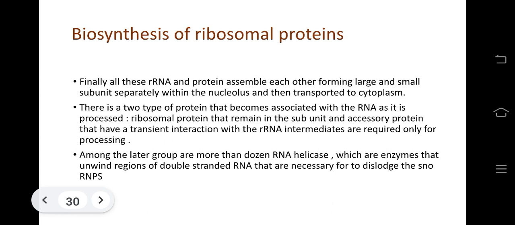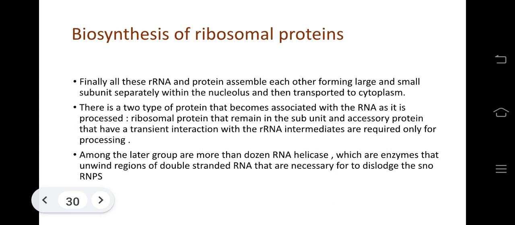Next is biosynthesis of ribosomal proteins. Finally, all these rRNAs and proteins assemble with each other, forming the large and small subunits separately within the nucleolus, and are then transported to the cytoplasm. Location: nucleolus to cytoplasm. There are two types of protein that become associated with the RNA as it is processed: ribosomal proteins that remain in the subunit, and accessory proteins that have a transient interaction with the rRNA intermediate and are required only for processing.